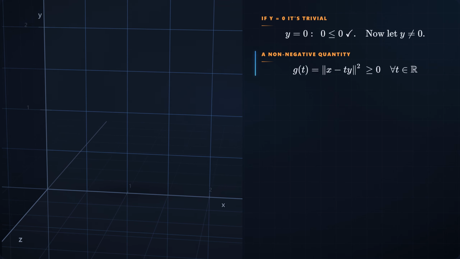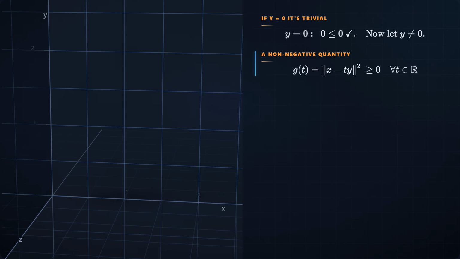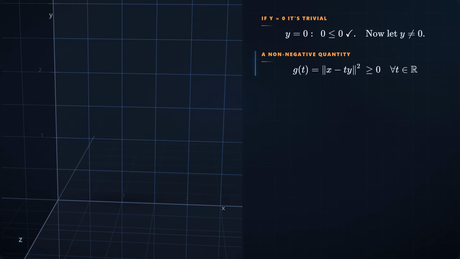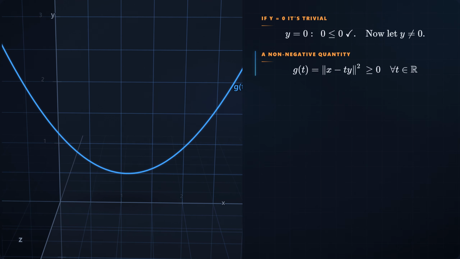Now the idea the whole proof hinges on. Build a quantity that is obviously non-negative. Take g of t, the squared norm of x minus ty. A squared norm is never negative for any real t.